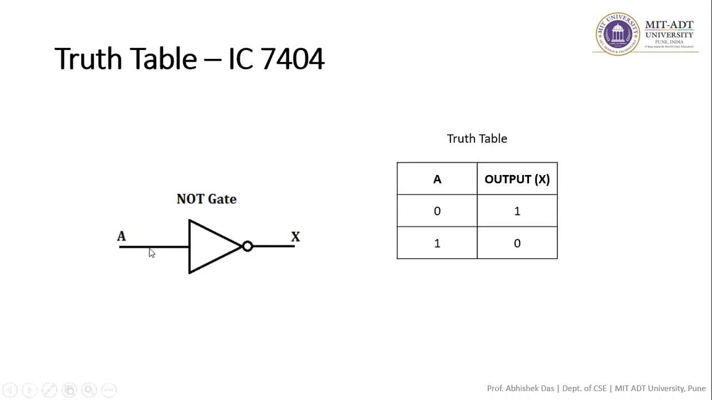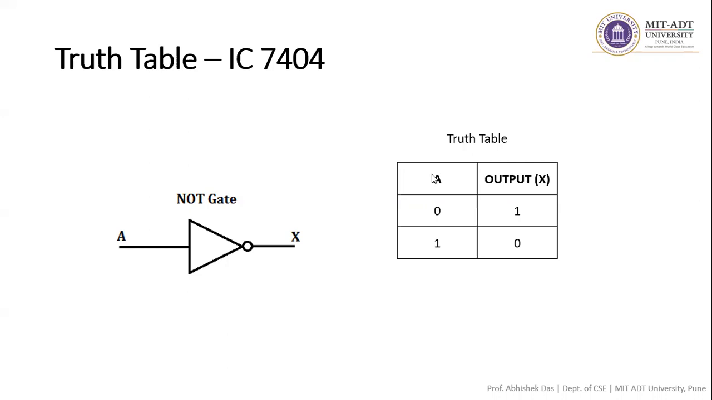The NOT gate is a digital logic gate with one input and one output. As you can see in the symbol, A is the one input and there is one output. This NOT gate operates as an inverter, so it acts as an inverter operation of the input. In other words, the output of the NOT gate is just the reverse of the input.